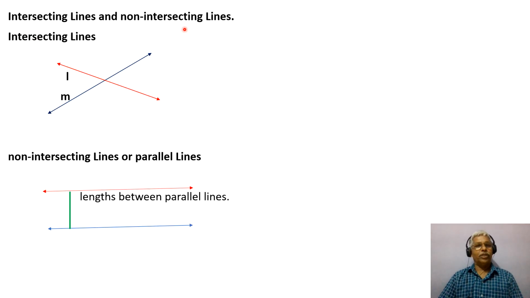Now the same topic continues. Intersecting lines and non-intersecting lines. Intersecting lines: L and M are intersecting lines, they meet at one point. And non-intersecting lines or parallel lines. These two lines are parallel lines because the perpendicular distance between these two lines at any point is the same till infinity. Okay, so they will never meet. So these are called parallel lines.